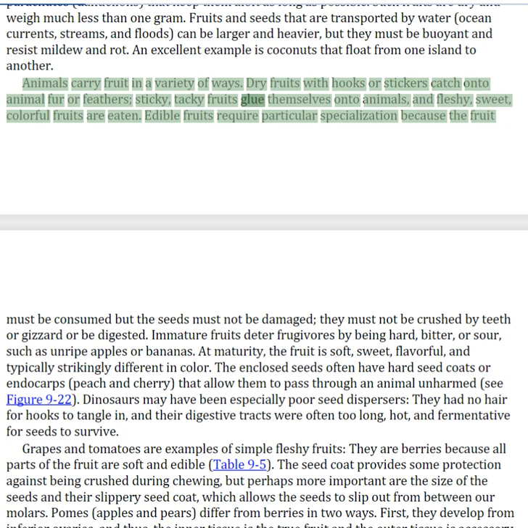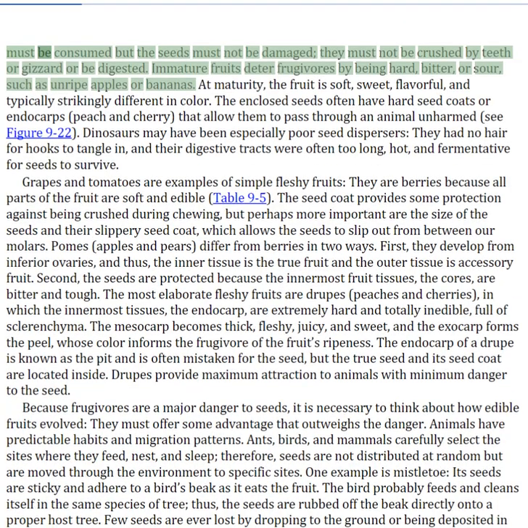Sticky, tacky fruits glue themselves onto animals, and fleshy, sweet, colorful fruits are eaten. Edible fruits require particular specialization because the fruit must be consumed but the seeds must not be damaged. They must not be crushed by teeth or gizzard or be digested.